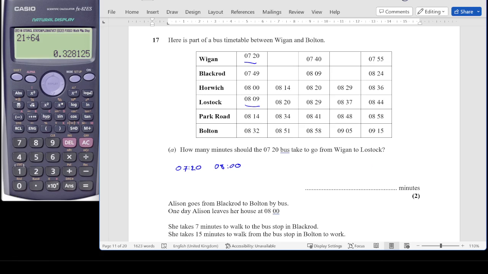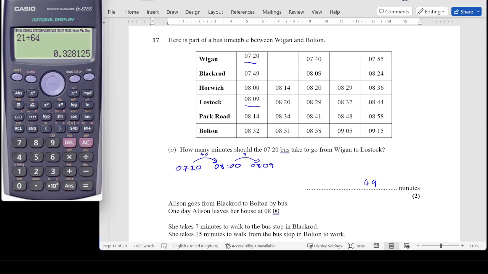What I'm going to do is chunk my way from 7:20 up to 9 minutes past 8. So 7:20 to 8 would be 40 minutes, and then 8 o'clock to 8:09 would be 9 minutes, so we've got a total of 49.